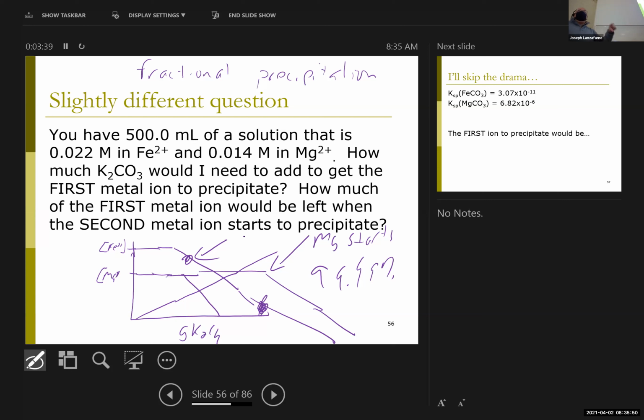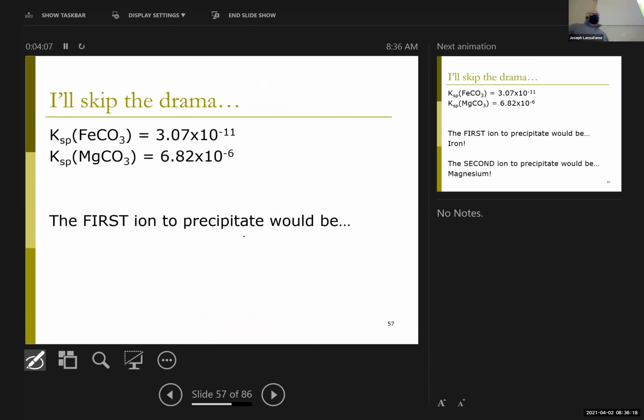right? But here's where my ability to choose the salt that I add allows me to make this effective, right? Iron and magnesium can precipitate with virtually any anion I choose, right? What I want to do is choose an anion that has a big solubility difference. And so if you look at the Ksp for iron carbonate and magnesium carbonate, they're a factor of 100,000 different.